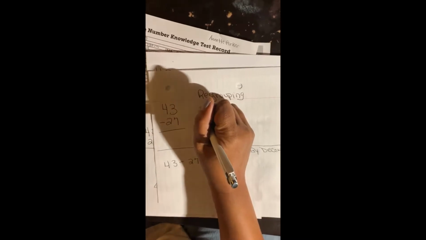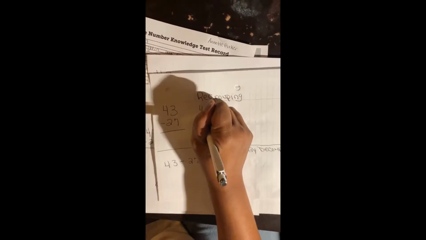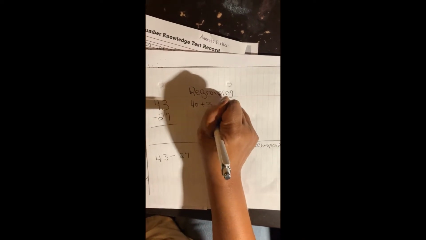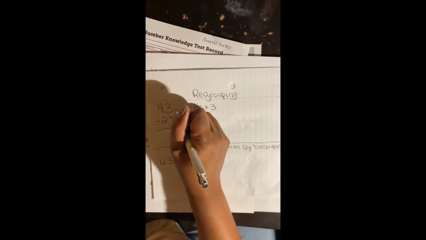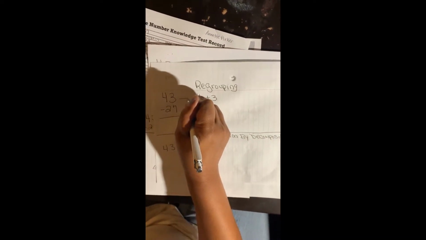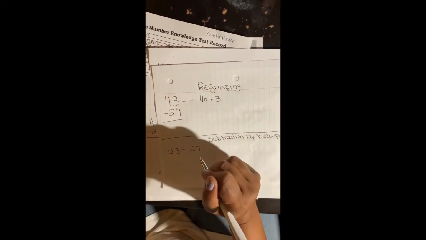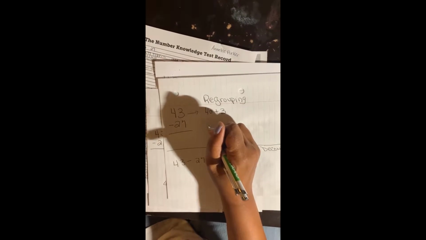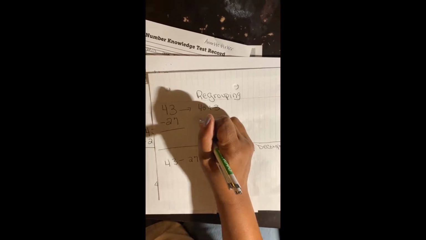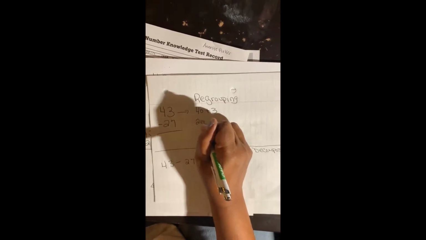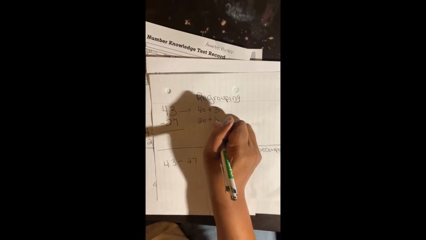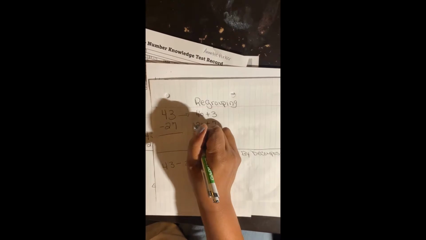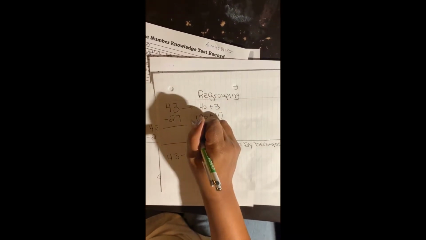So we know that 40 plus 3 is the same as 43, just like in 27, we could say 20 plus 7 is the same as 27. However, we're going to be doing subtraction.